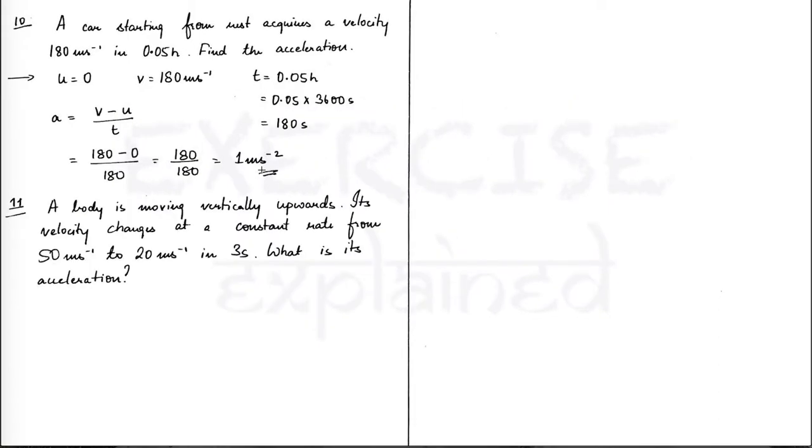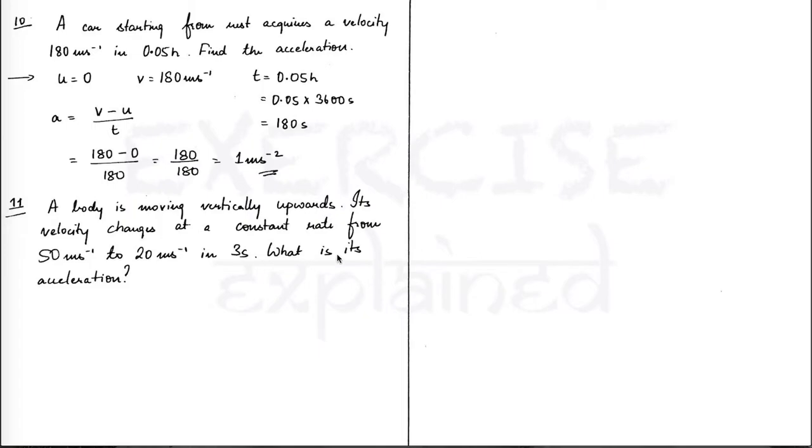Coming to question number 11, exercise explained. So here ICSE 9th, motion in one dimension, exercise 2A. A body is moving vertically upwards. Its velocity changes at a constant rate from 50 meter per second to 20 meter per second. So something is thrown upwards, it is going upwards, and the velocity is changing from 50 meter per second. So this would be our initial velocity and this would be our final velocity. So 20 meter per second will be our final velocity in 3 seconds. So time taken is 3 seconds.